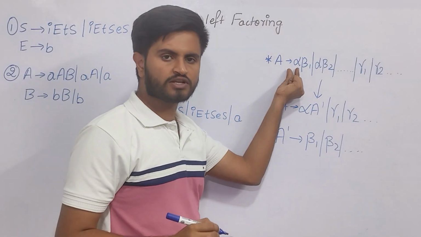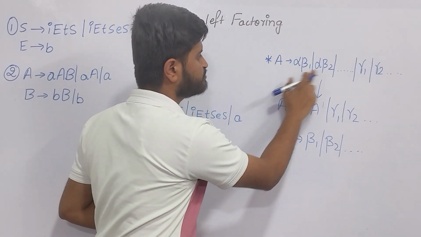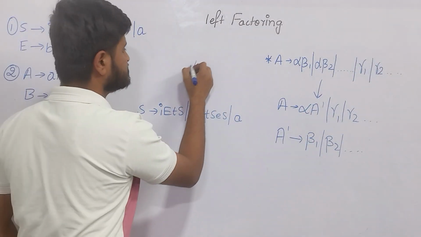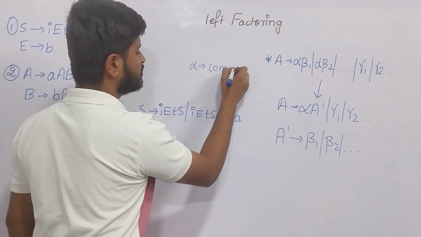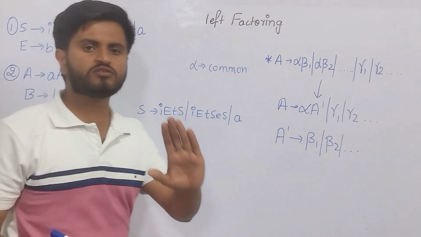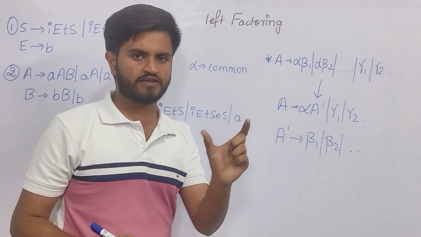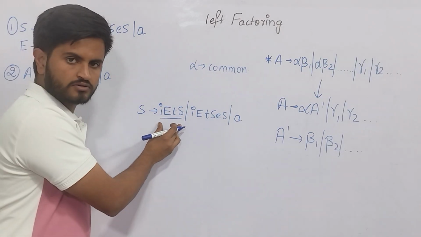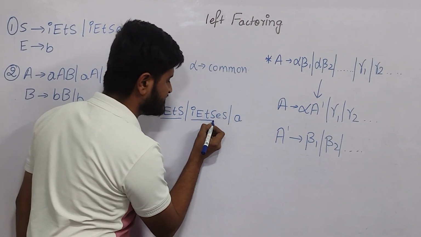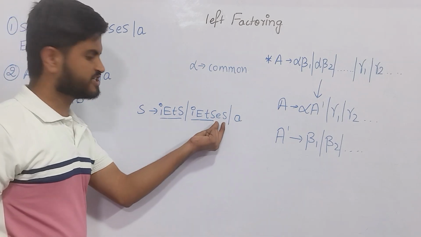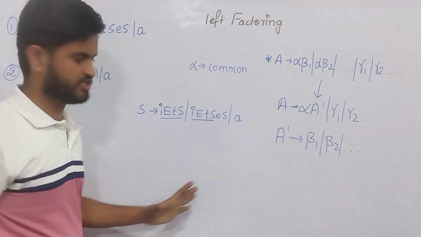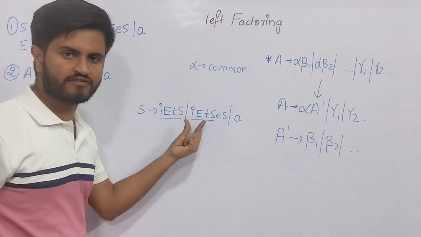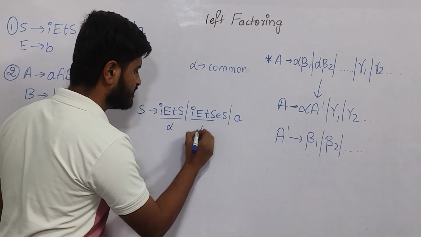Now you must search for the value of alpha, and next beta 1, beta 2 and gamma also. Alpha means the common value. In more than one production, that must be there as a common element. If you see here, iEtS is in this production also, and iEtS is in this production also. Extra, we are having eS in this second production. More than one production has iEtS as a common element, so this will become the alpha.